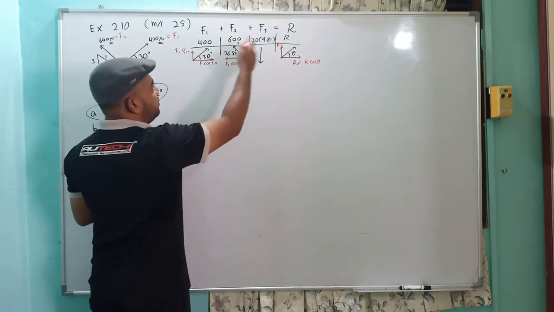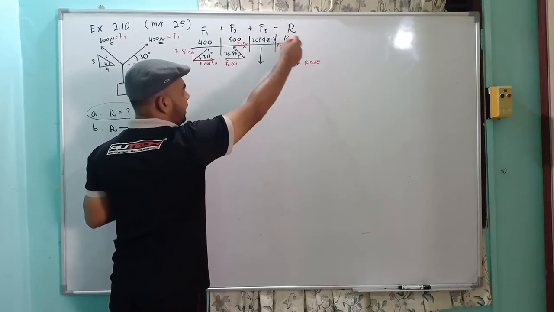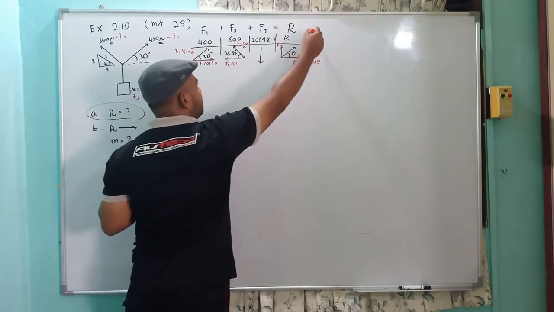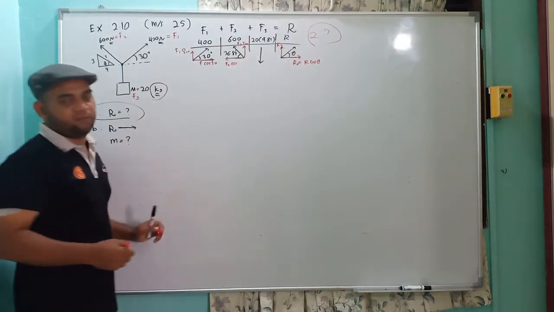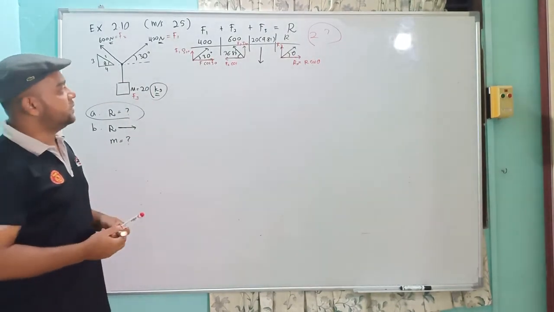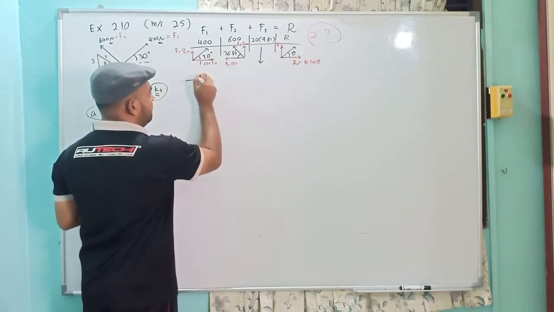Now, this is all known, and we have the unknown. Our unknowns here are Rx and Ry, or R and theta. So we only have two unknowns. Okay, so with two unknowns, this problem can be solved. So maybe I'll start by solving the first one using the X direction. This one is positive.